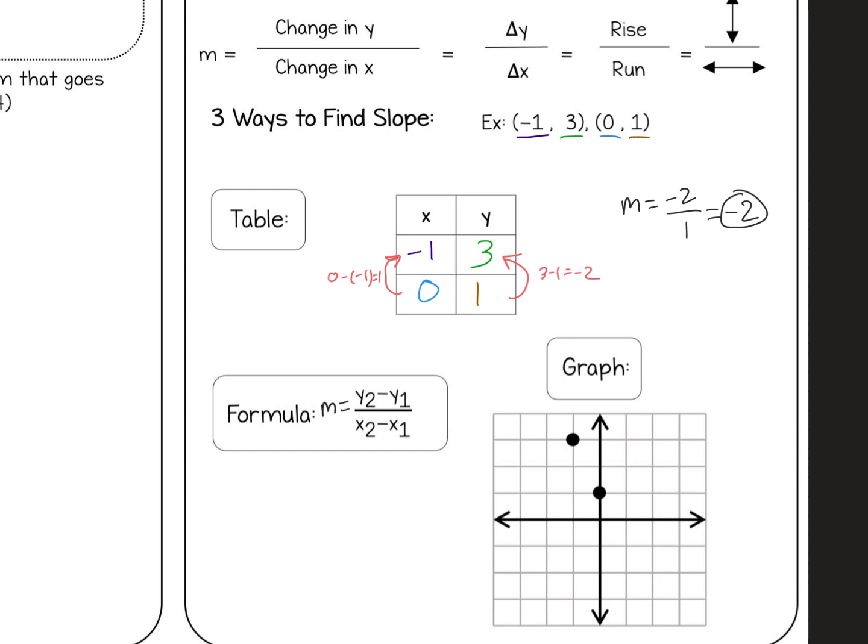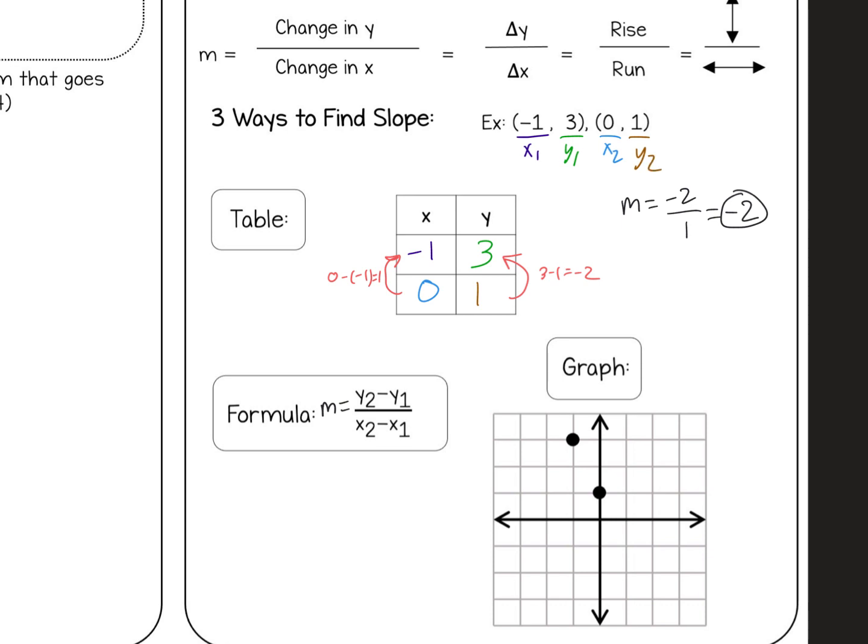Now let's try the second method. We are going to use the formula m equals y2 minus y1 over x2 minus x1. y2 minus y1 is another way of saying the change in y between 2 points. And x2 minus x1 is another way of saying the change in x between those same 2 points. So we're going to label our points with x1, y1 for the first point and x2, y2 for the second point. We then plug those values into our slope formula.